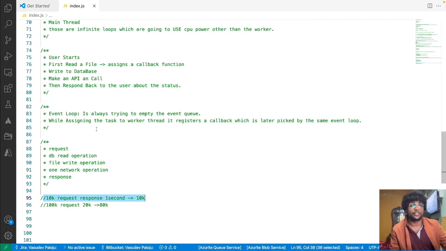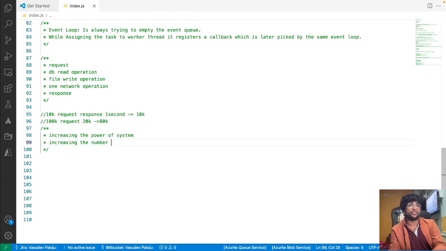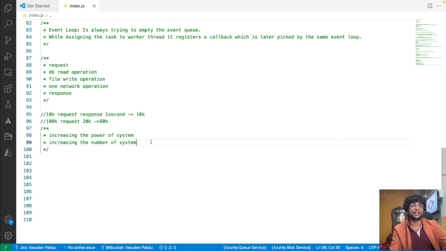Now, the solution is increasing the power of the system, right? The second thing, increasing the number of systems. So for these requests, if each system can have 20K threads, then I can either have a system which can generate 100K threads, or I can increase the number of systems which can generate 20K each, so that I can tackle this situation. Now both of these are expensive, right?